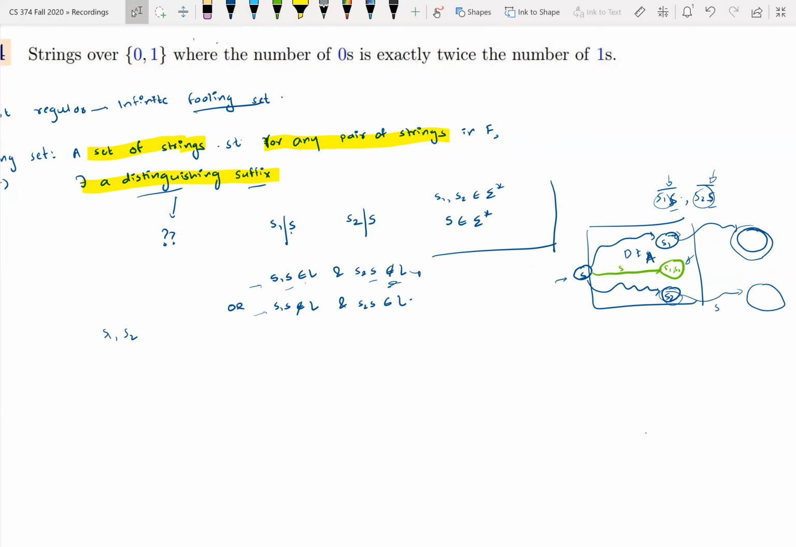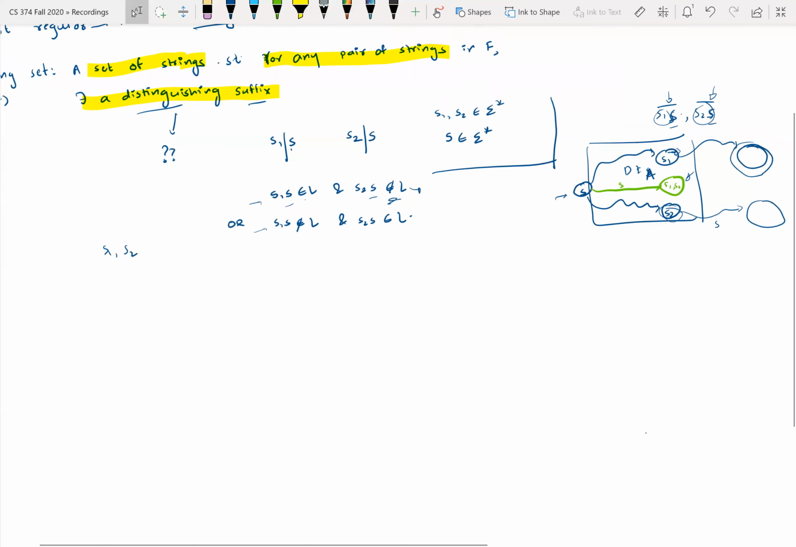So a fooling set has many strings in it, such that for all pairs of strings si, sj, for all i and j.